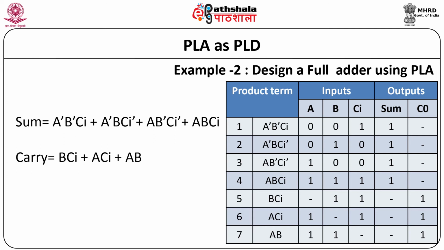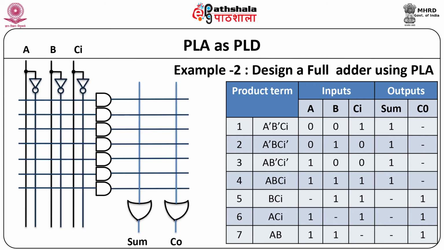The first product term is A bar B bar Ci, hence A is equal to 0, B is equal to 0 and Ci is equal to 1, indicating complement of A and B, uncomplemented Ci are present. Similarly, input columns are filled for all remaining product terms. The columns related to sum and Co are filled depending upon whether the product terms are present or absent. Presence of term is indicated by 1, absence of term is indicated by dash.